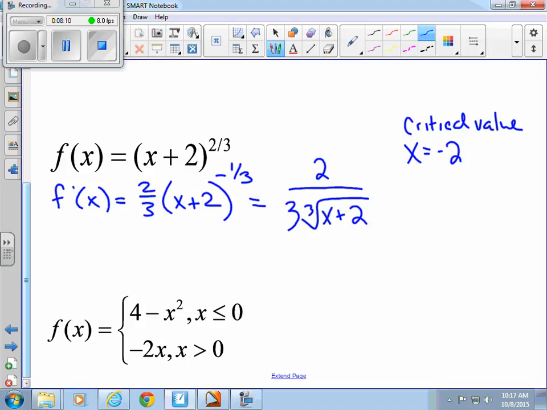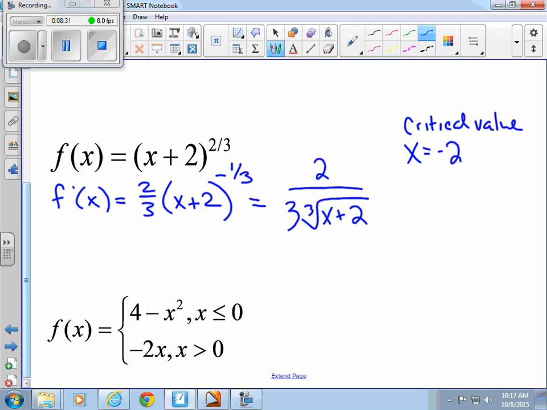Okay, so that's a critical value. Now, how do I find intervals of increasing and decreasing? I already did that. That's where I got the negative 2, the 0, and the 5. So what we did on the last one, you just set that equals 0. I already did that. Sign chart. Remember we said it doesn't equal 0, right?